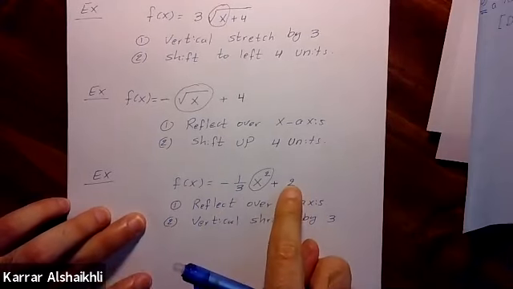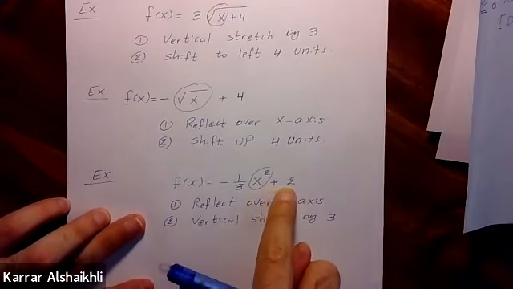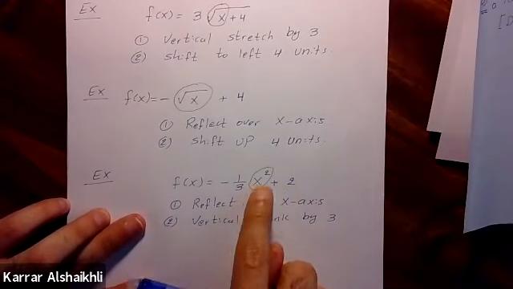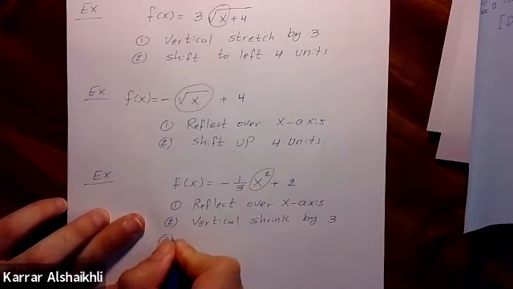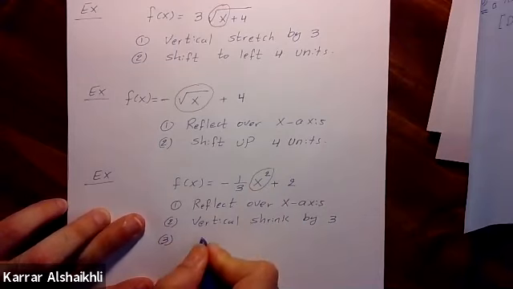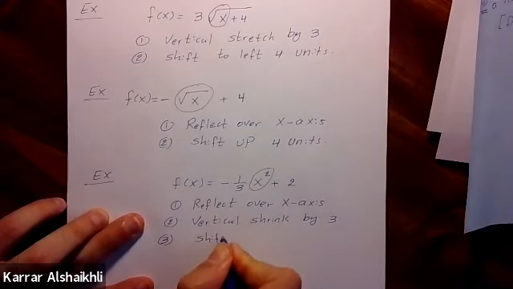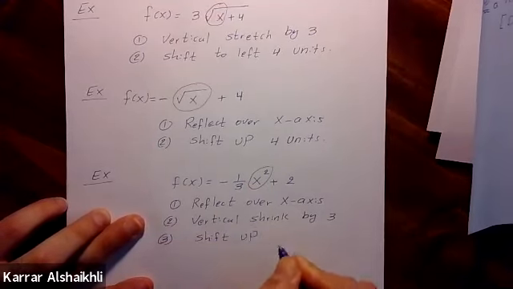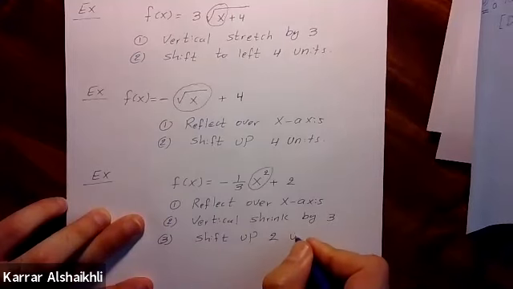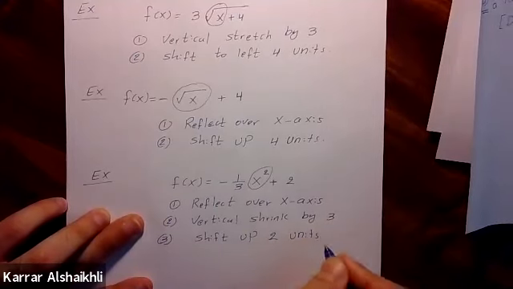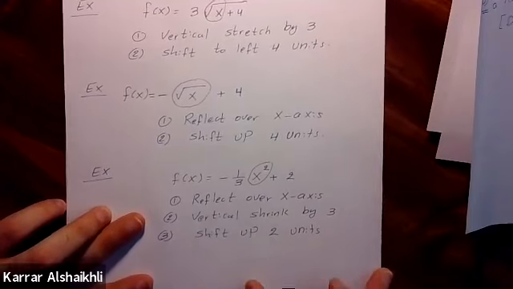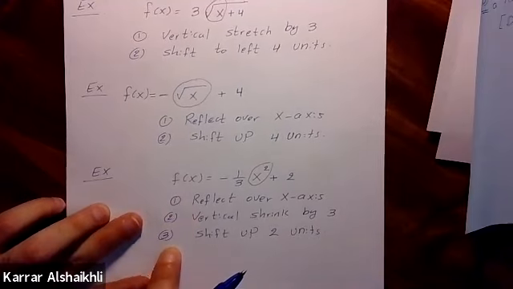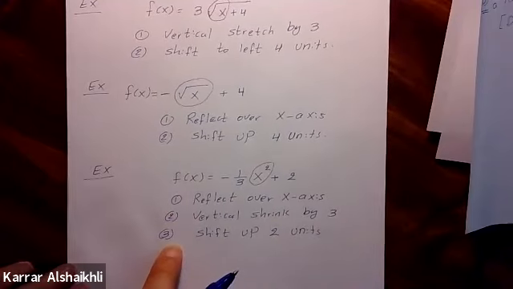Now we still have one more technique here, which is we have a +2 outside the parent function. So the third technique is going to be shift up 2 units. You see how many techniques do we have? 1, 2, 3. 3 techniques at the same time.